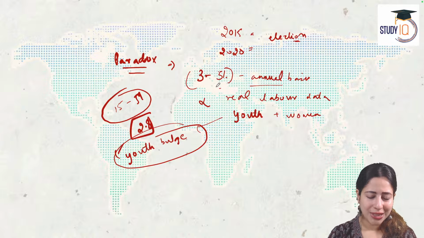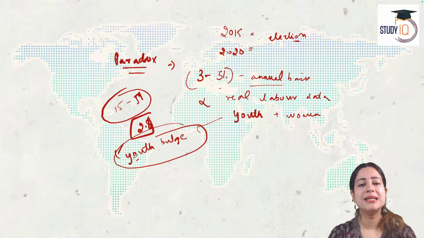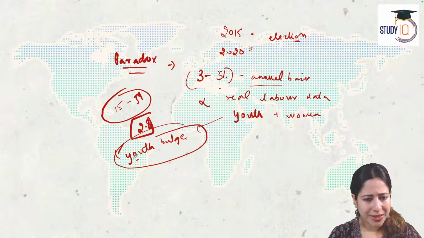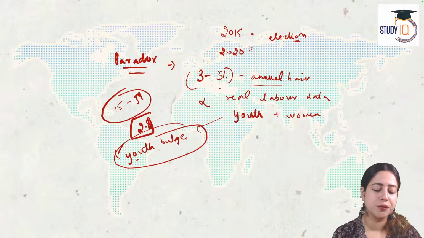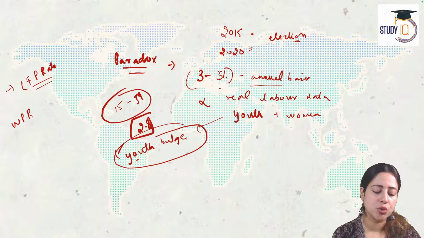So a 3% unemployment rate is a small number. It doesn't show the wastage of the youth bulge in Bihar. It doesn't capture the high rate of unemployment and underemployment in women and youth in Bihar. Because whenever you measure unemployment, you have to focus on two concepts. One is the total labor force participation rate, and the other is the worker population ratio. These two are very important.